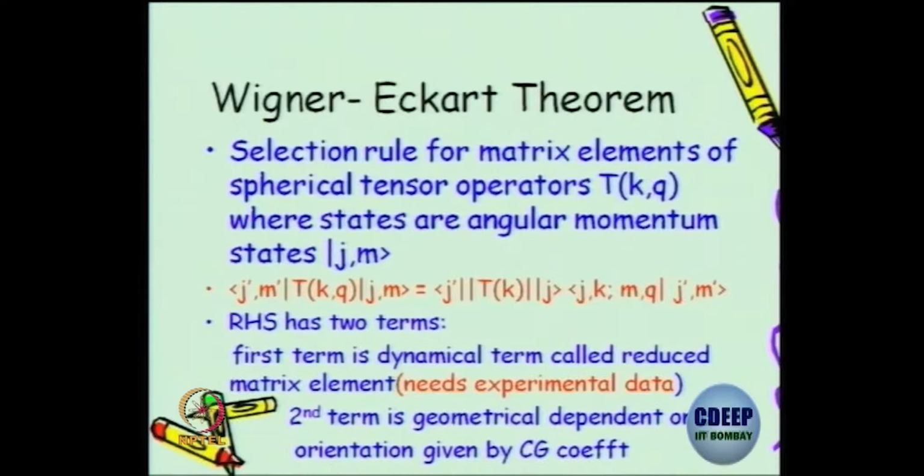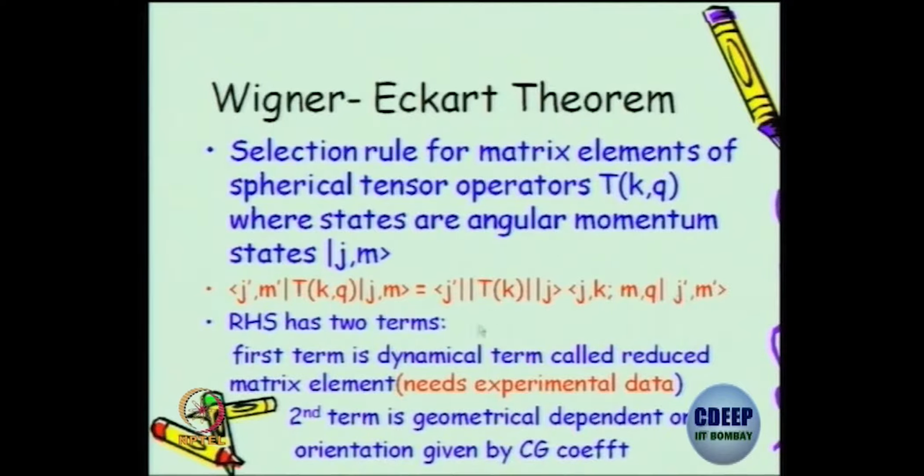Okay. So this is the selection rule. One can actually prove this theorem. This is the matrix element of an irreducible tensor of rank K and Q between two angular momentum states J, M and J prime, M prime. Okay, you can formally prove this. This depends on the CG coefficient.